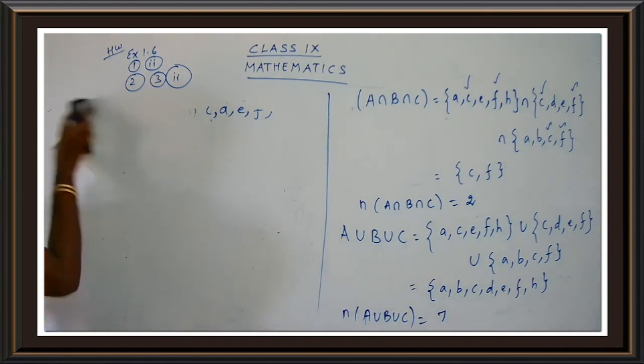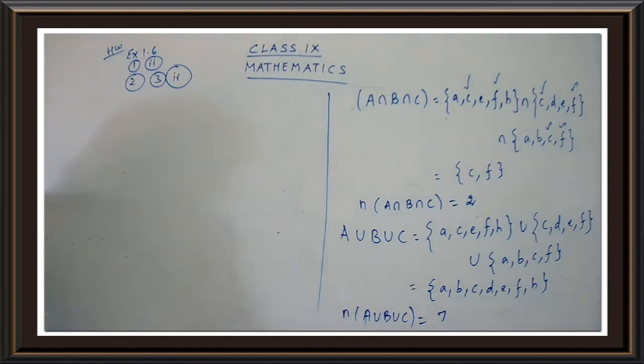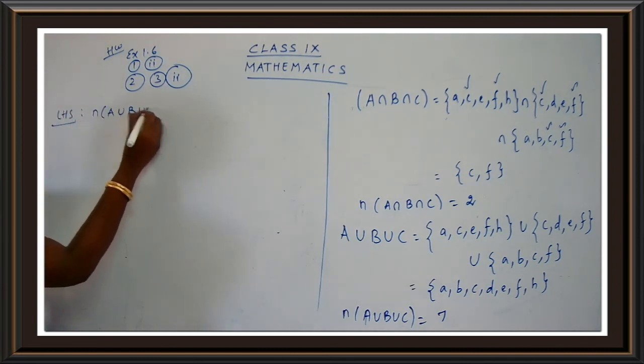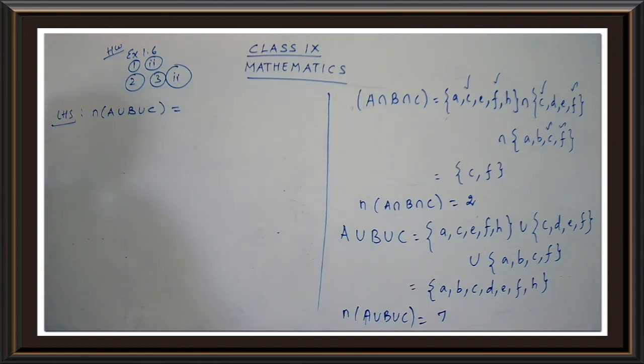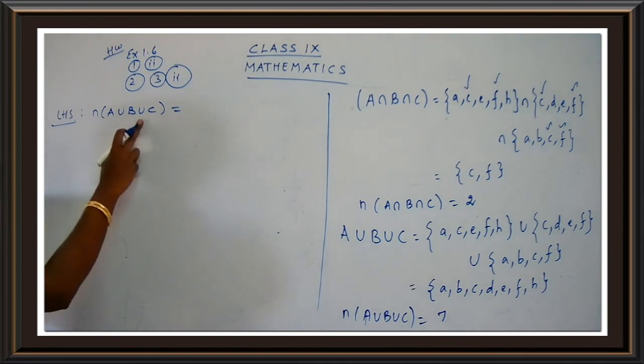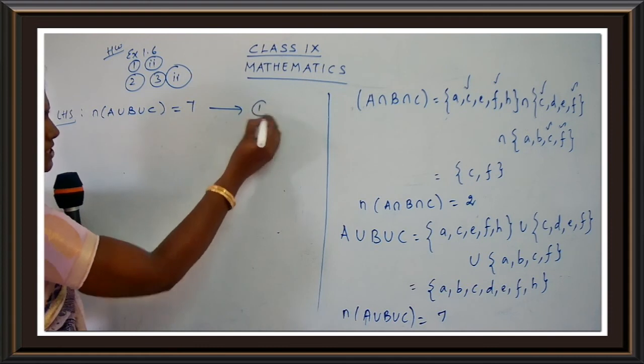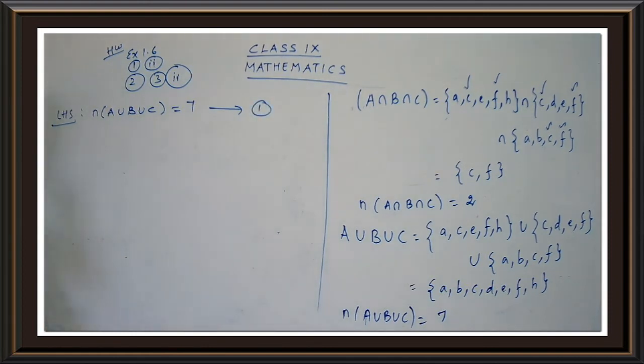Okay, so I am going to take the LHS part first. What is the LHS part given here? LHS is n of A union B union C. I know the value for A union B union C. What is the value for n of A union B union C? It's 7. So I got the value for LHS. That's number 1. So n of A union B union C is equal to 7. That is number 1.